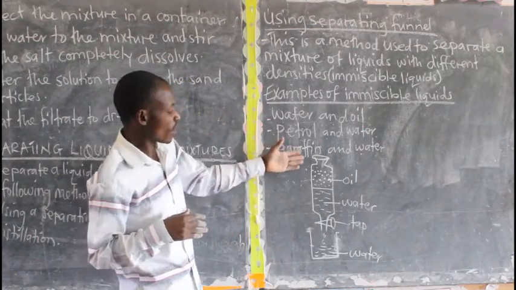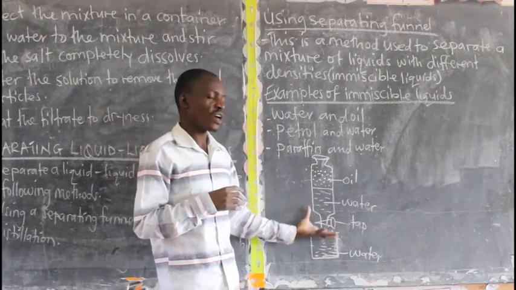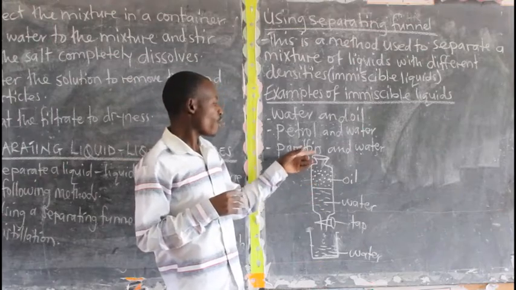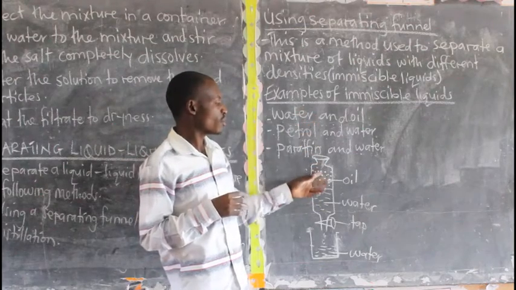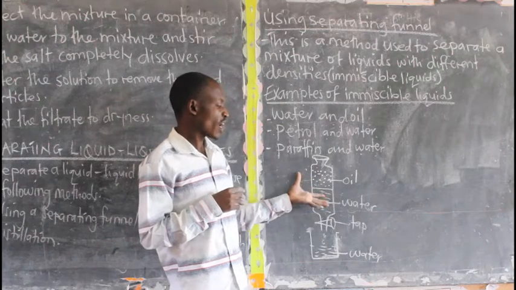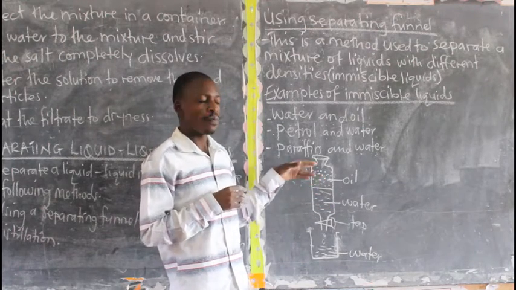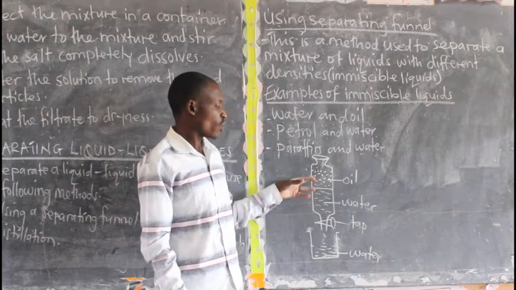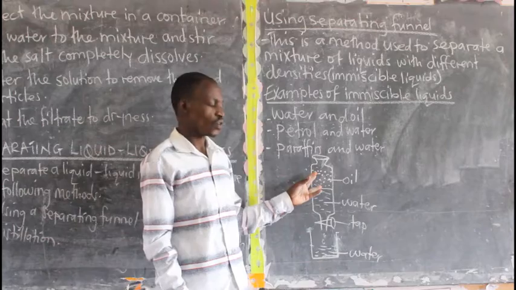So we use our separating funnel. This diagram here is for the separating funnel. When you pour your immiscible liquid, for example a mixture of water and oil, into the separating funnel, water will remain at the bottom and oil will float on top of the water.